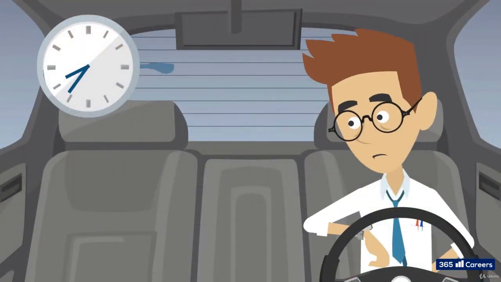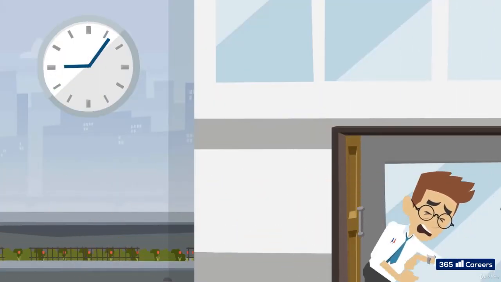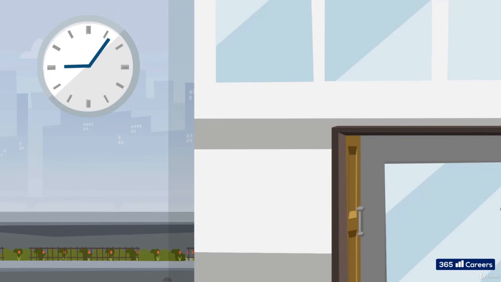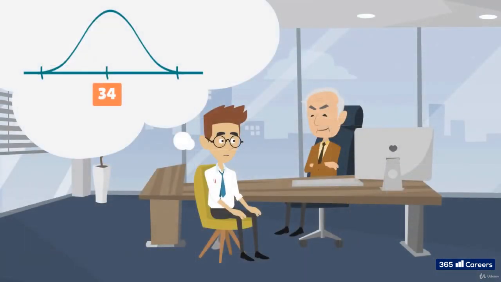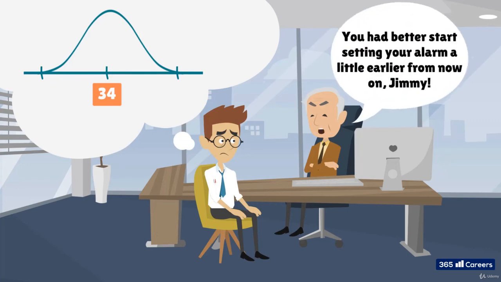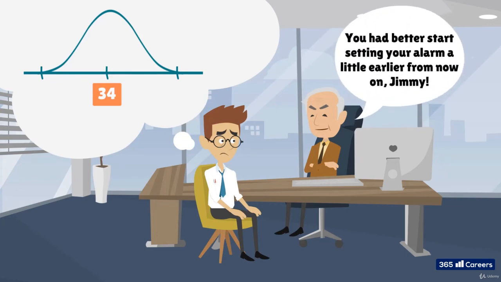Jimmy is not quite the punctual employee he thought he was. In fact, he made it to the office in less than 30 minutes only once. The data showed that on average, Jimmy takes 34 minutes to reach the office, over 10% more than his estimate. You had better start setting your alarm a little earlier from now on, Jimmy.